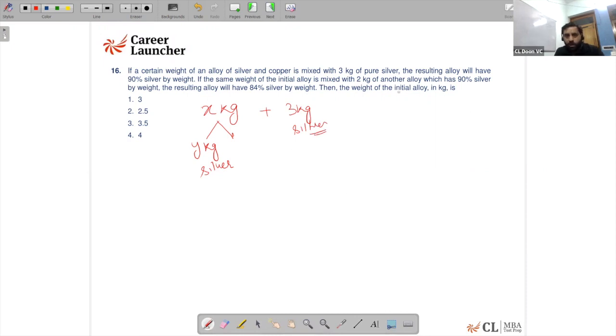Therefore, we can lead to this, that the total weight will become x plus 3 by mixing. So therefore, silver will be 90% of x plus 3, which we know is equal to silver in this, y kg, and here we have got pure silver, 3 kg. So therefore, it is equal to y plus 3.